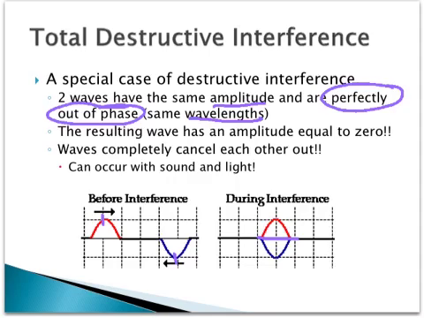So the waves completely cancel each other out. This is an important aspect that we're going to cover in sound, which we're going to do in this unit, and it also affects light. Total destructive interference is a special case of destructive interference, but it's very important to physics. The key things are that the amplitudes are the same, the wavelengths are the same, and they're perfectly out of phase.